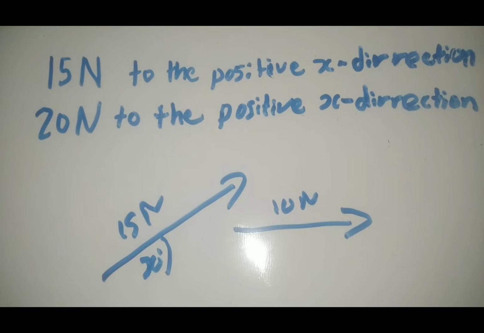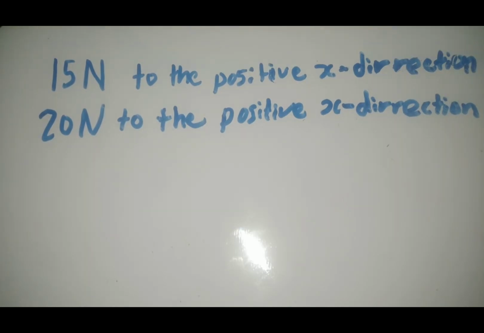That is a vector. So in this particular example, we're given that we have a force that is acting 15 newtons to the positive x direction and another one that is acting 20 newtons to the positive x direction. Then they ask us to find the resultant of those two forces. So head to tail basically means that the head of one must be connected to the tail of the other one. It can be any, the order doesn't matter, but the head of one force must be connected to the tail of the other force.